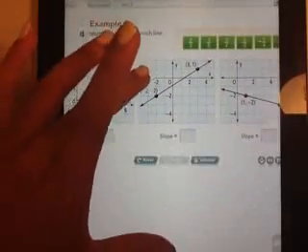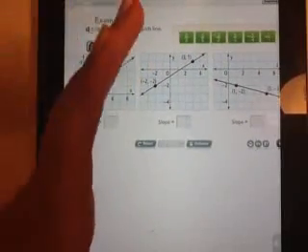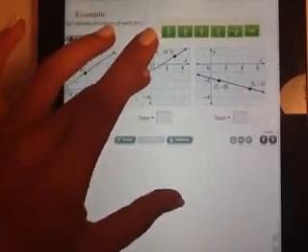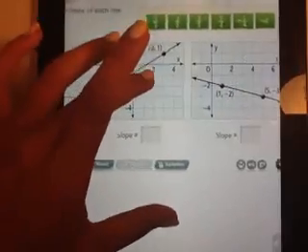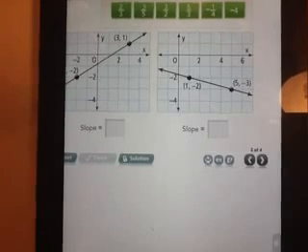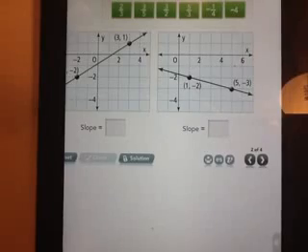Now if you notice from these first 2 graphs, if you look at the graph from left to right, you can tell that that line is increasing. Now, but if we look at this third graph from left to right, that is a decreasing graph. That line is going down. So I know that my slope is going to be a negative number instead of a positive number.